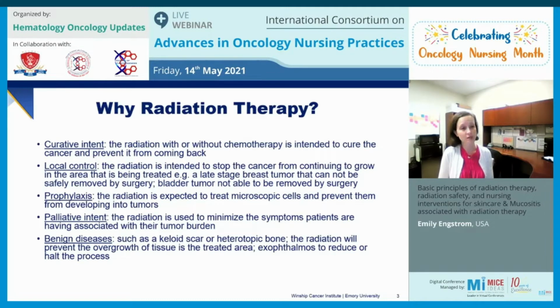We can use prophylaxis. That's when we treat an area with radiation, and we want to prevent any microscopic cells that may be in that area from then developing and creating tumors. We see this commonly in small cell lung cancer.